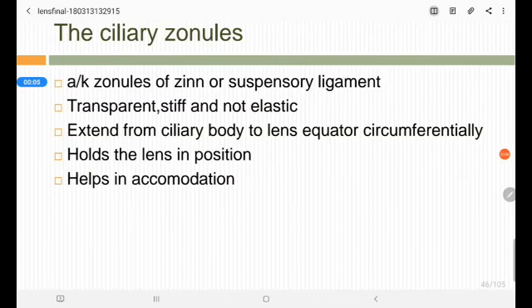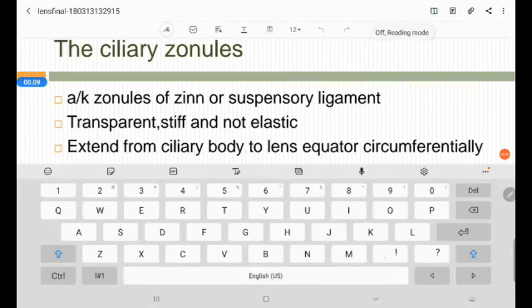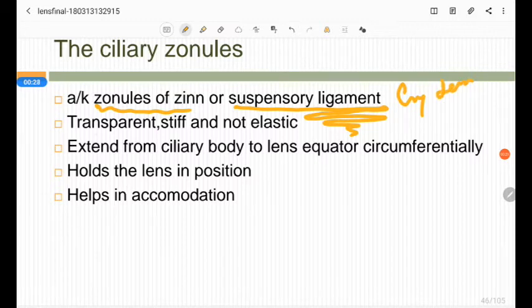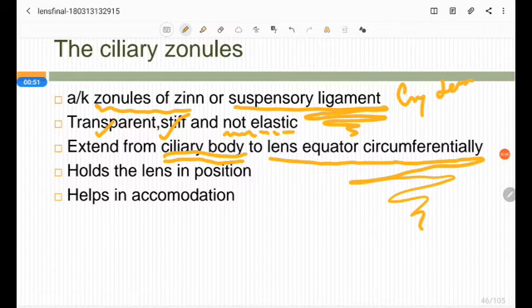To continue on with the ciliary zonules, the ciliary zonules are also known as the zonules of Zinn, and occasionally they are very fondly called the suspensory ligaments of the crystalline lens. Obviously, the ciliary zonules are transparent, they are definitely stiff and not elastic. They extend from the ciliary body. This is very important. You should know that the zonules start from the ciliary body and run all the way up to the lens equator circumferentially throughout. Its job is, one, to hold the lens in position, and two, to help the lens in accommodation.